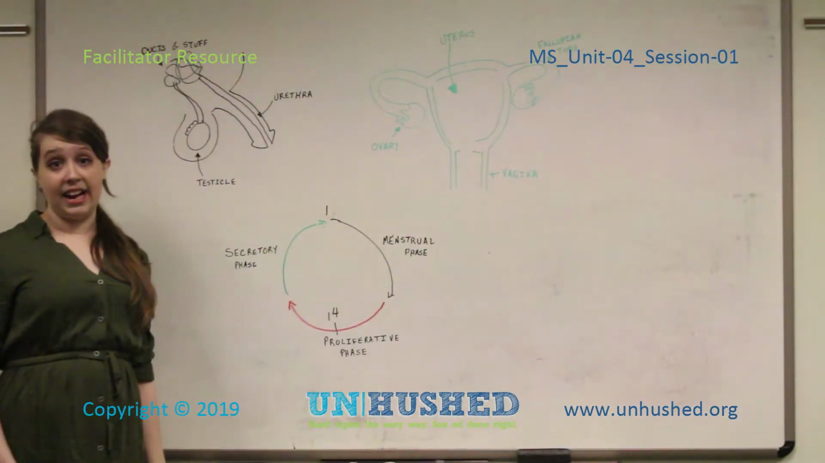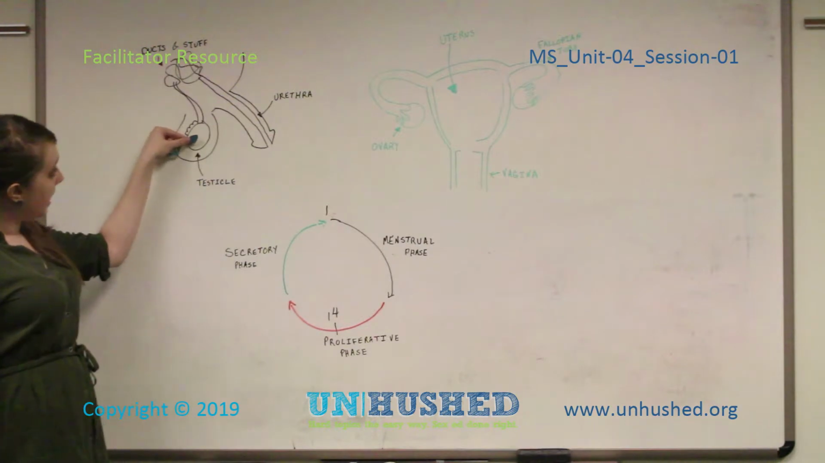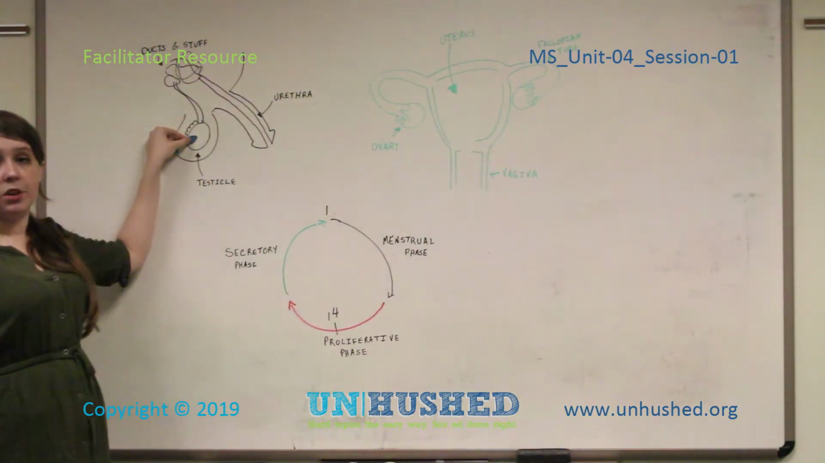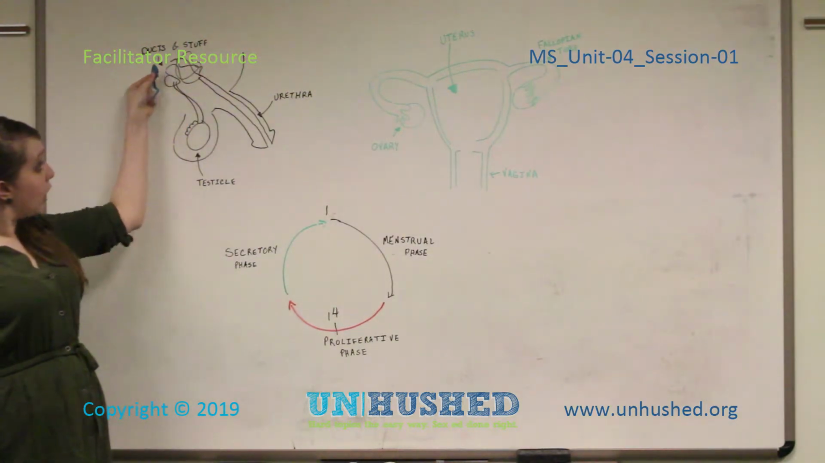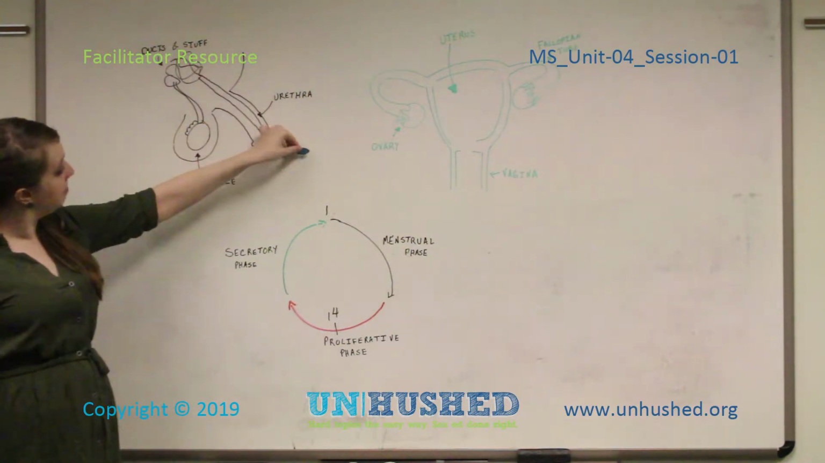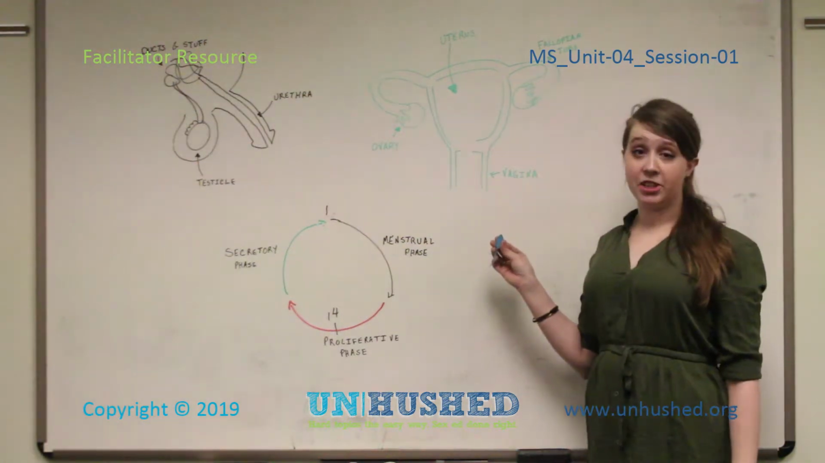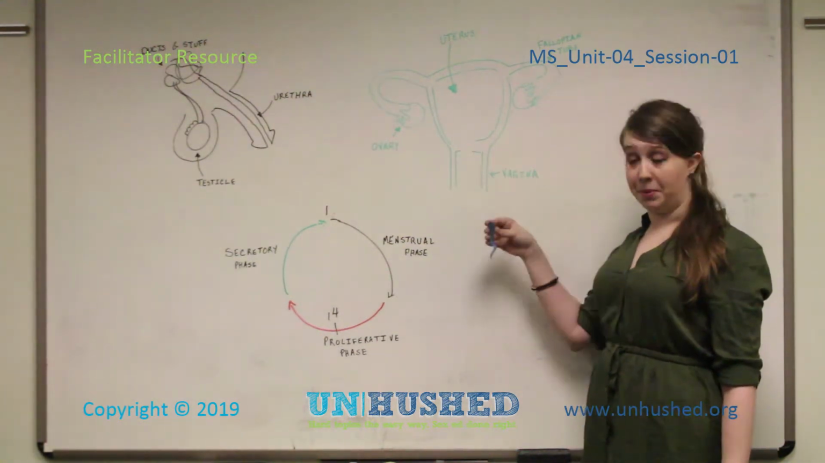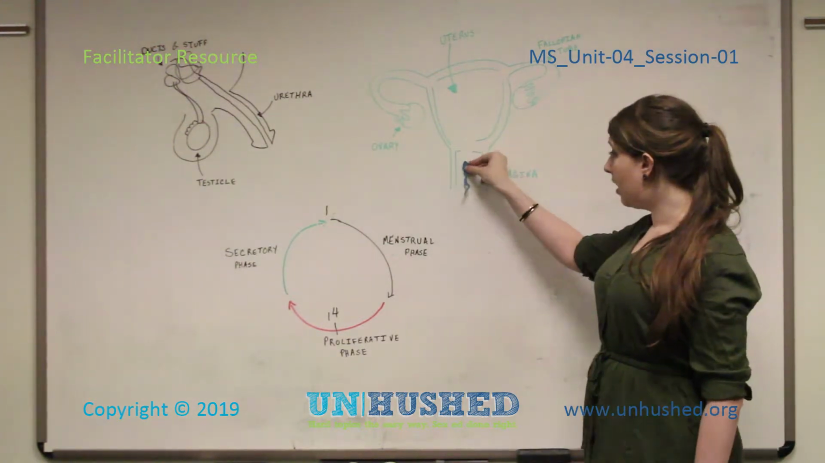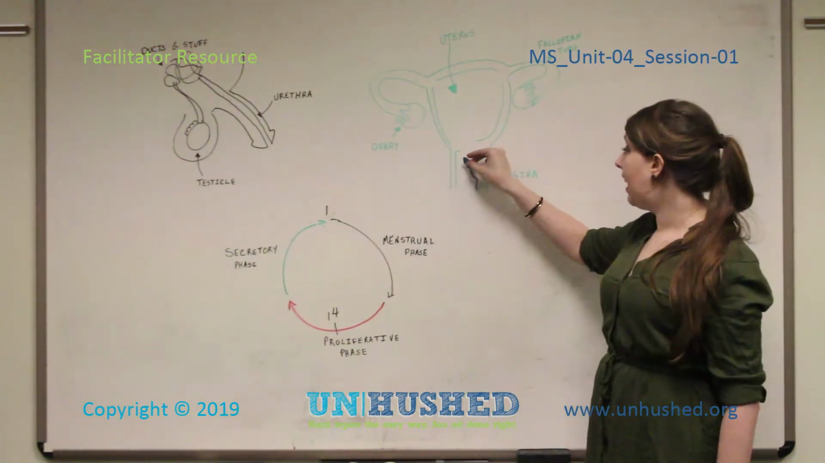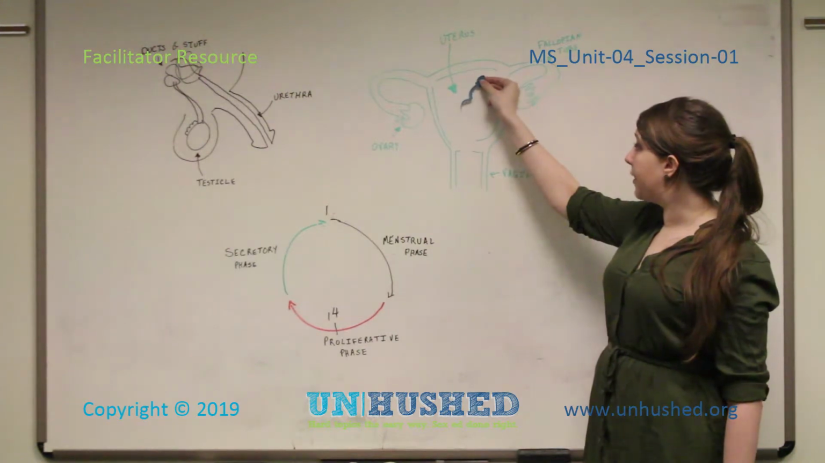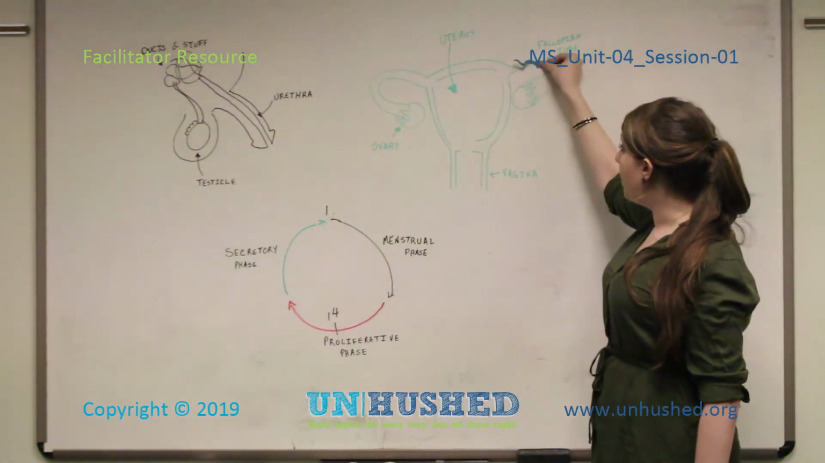Next, move on to the male anatomy. Take your sperm and starting with it in the testicle, move it through the reproductive tract as you explain its journey. Now it's time for the sperm to take its journey through the female reproductive tract. We'll start with the sperm in the vagina and then move it upwards through the uterus and into the fallopian tube.